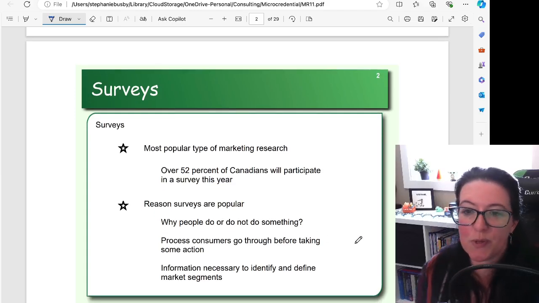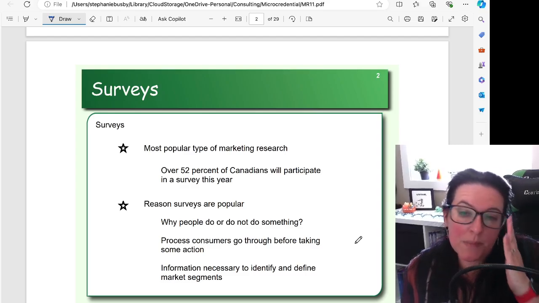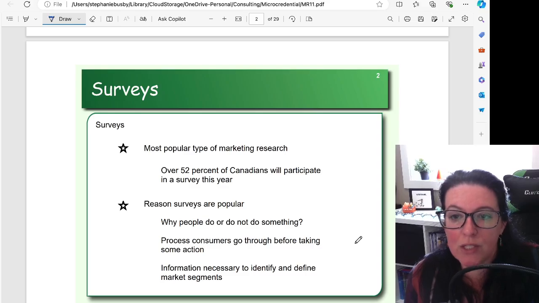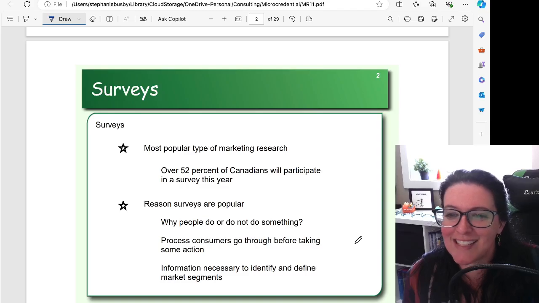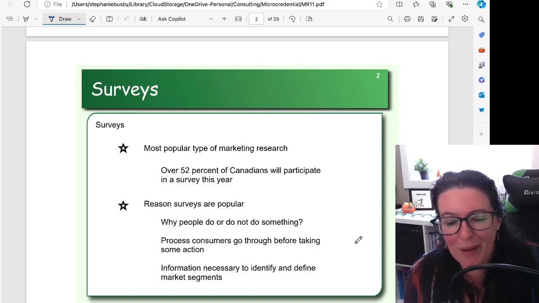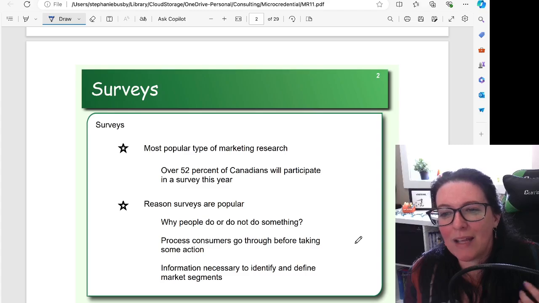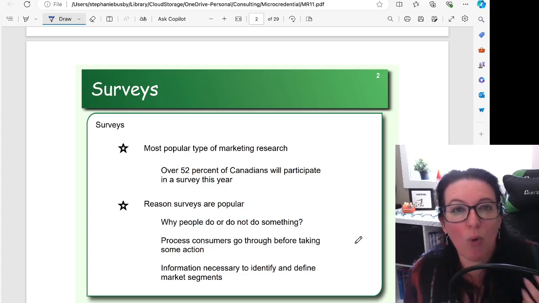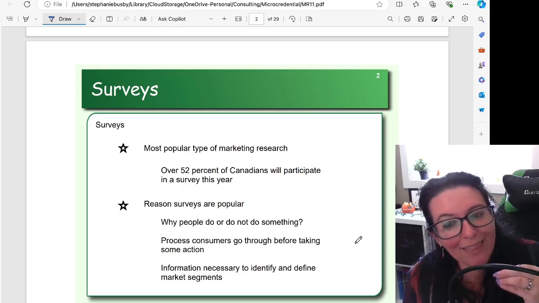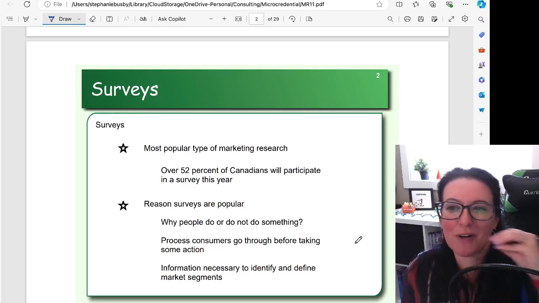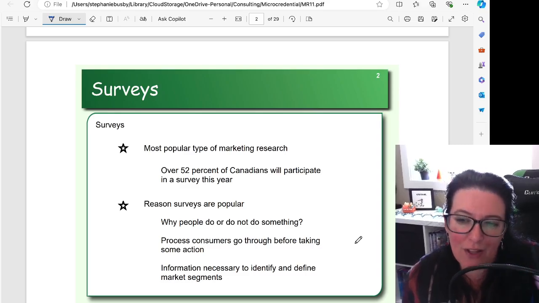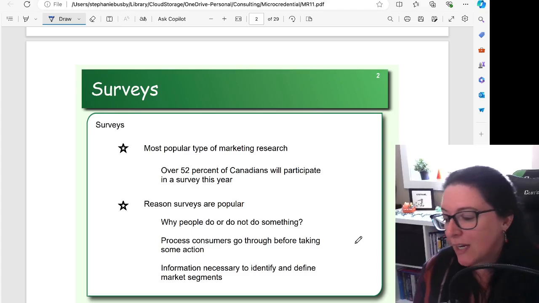Over 52% of Canadians will participate in a survey this year. When it comes to marketing research, surveys are the most popular type. The benefit of surveys is that we can have lots of people participate, and the analysis allows for quantitative work, so we can do math to see if there is a statistically significant difference between different groups in terms of how they feel or how they classify themselves.